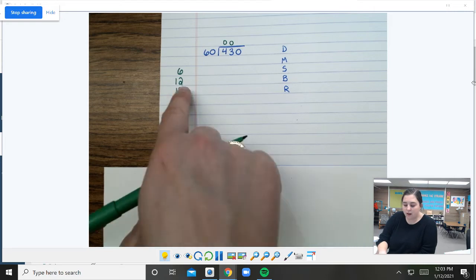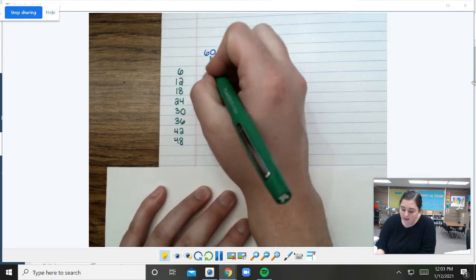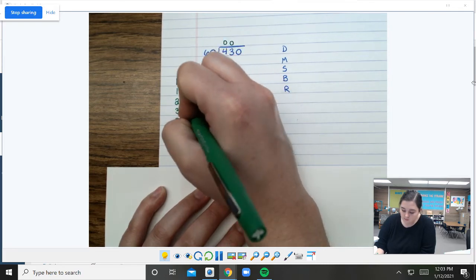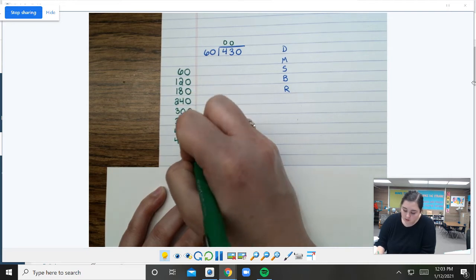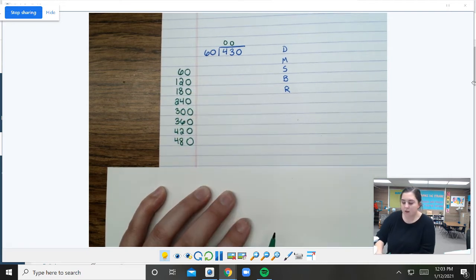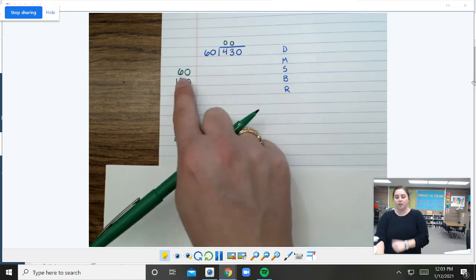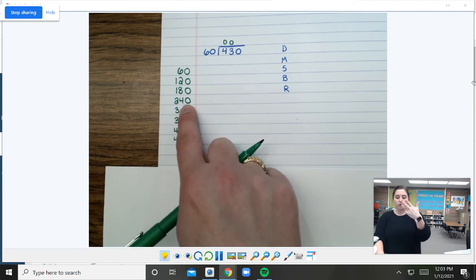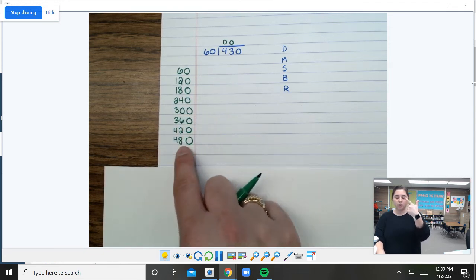Now, I didn't count by 60s. I just counted by 6. So I'm going to have to add that 0 to make it 60 now. There we go. So how many times can 60 go into 430? 60, 120, 180, 240, 300, 360, 420, 480.